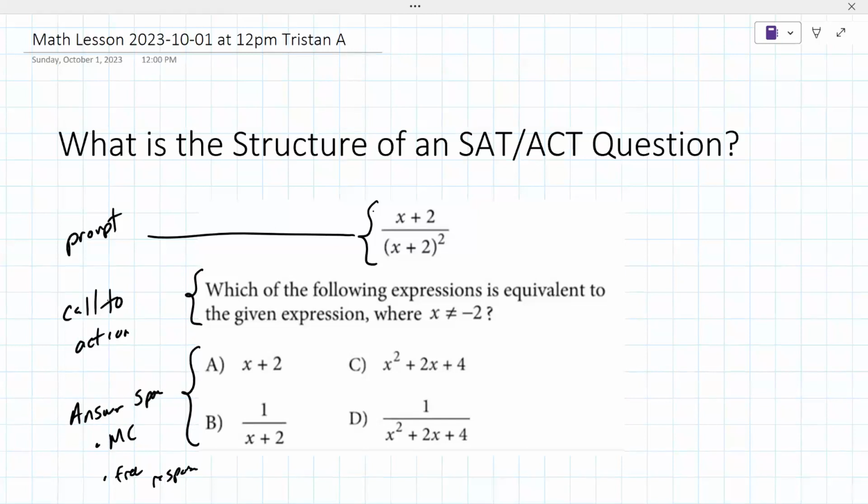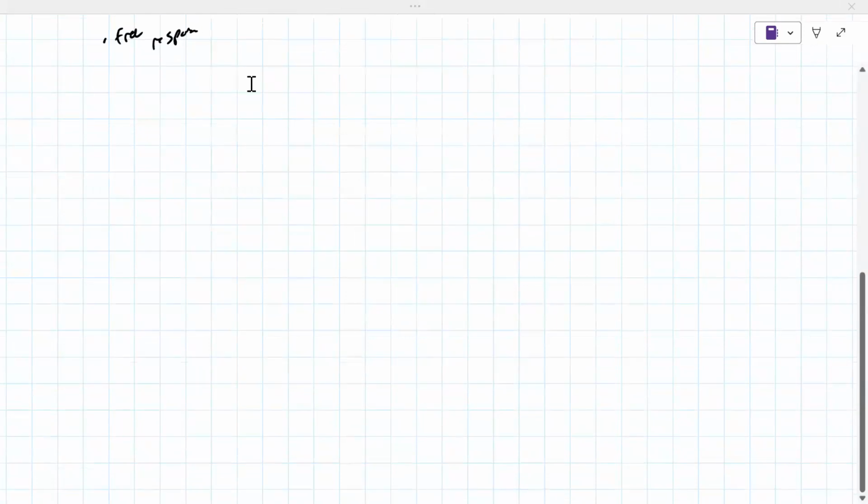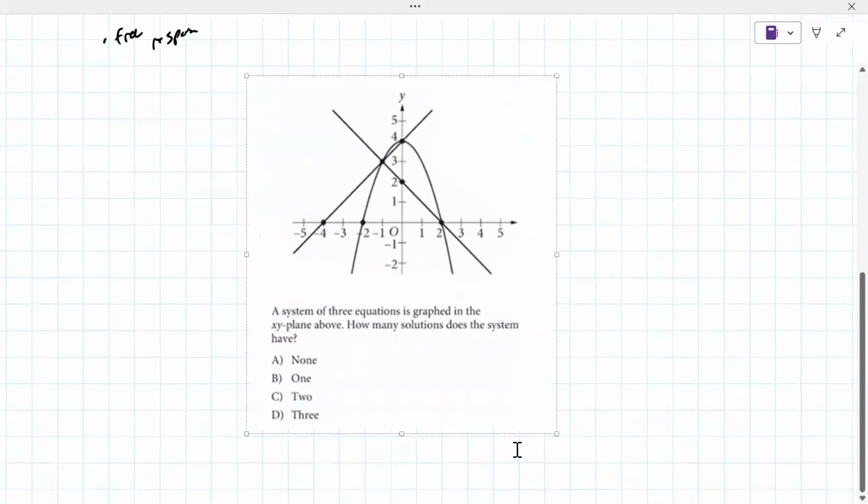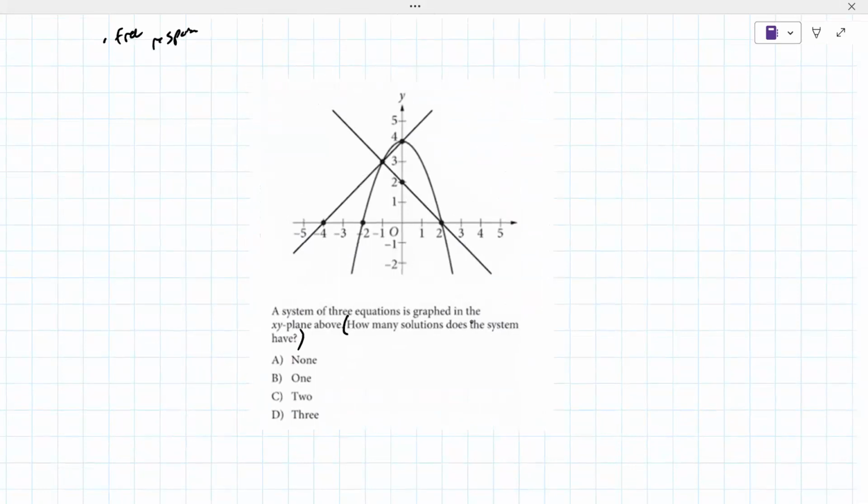Okay. So we're not going to solve these, but just a couple of other questions here I'm going to throw up on the screen for you. Again, the prompt is like the given information. The graph, some of these words. The call to action is right here. And this is where we're going to focus today, on the call to action. It's the question, it's the thing that they want you to do.